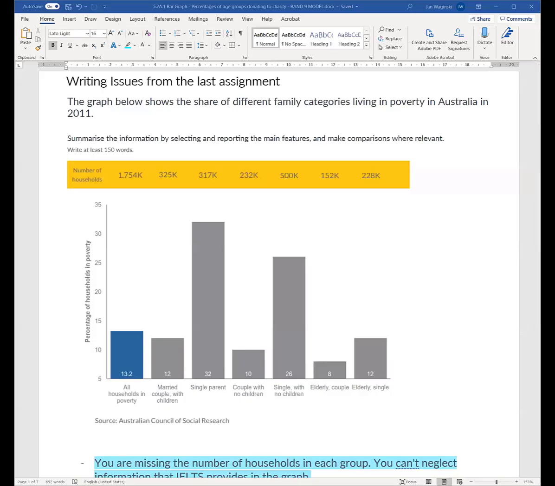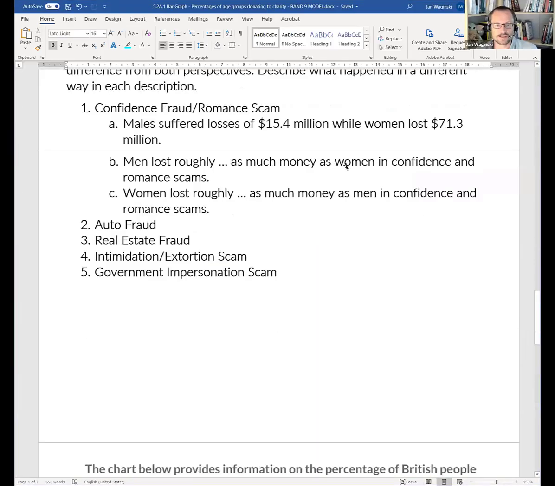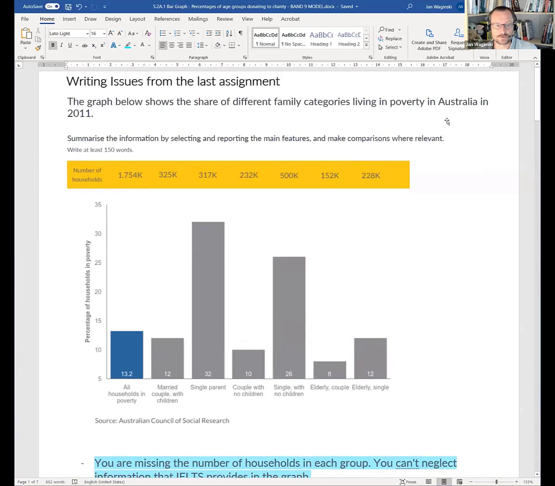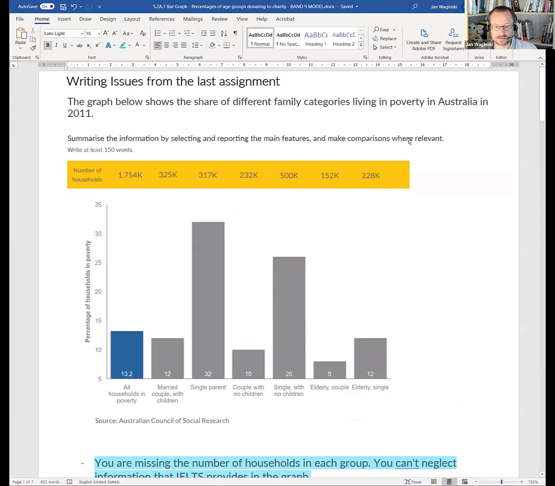All right, let's get started then. So we're going to start by talking about the last graph a little bit. There's a lot of issues with this one. I'll admit it was not easy. Just to clarify a few things conceptually.